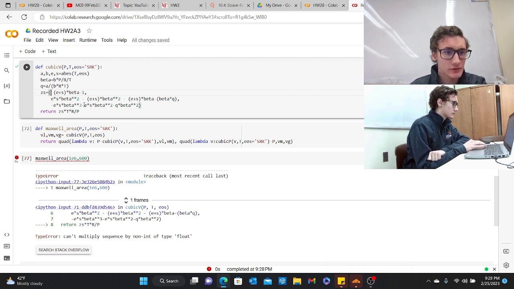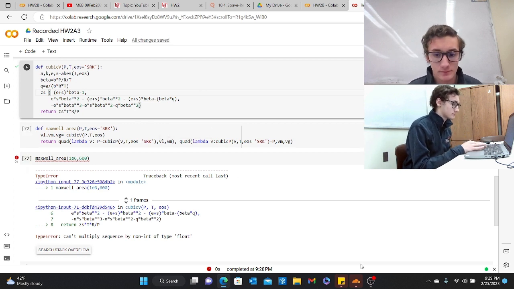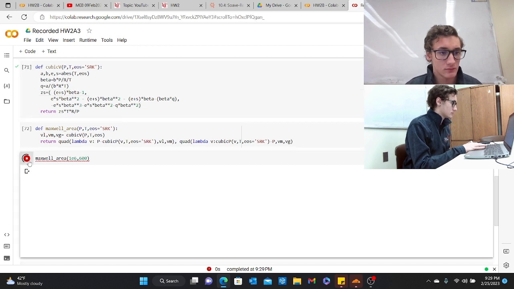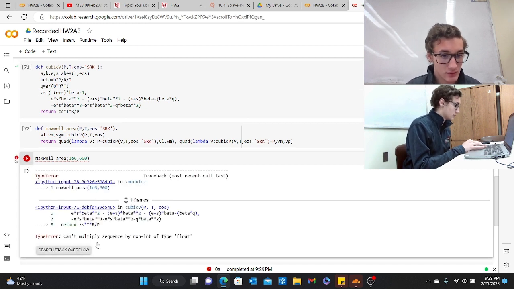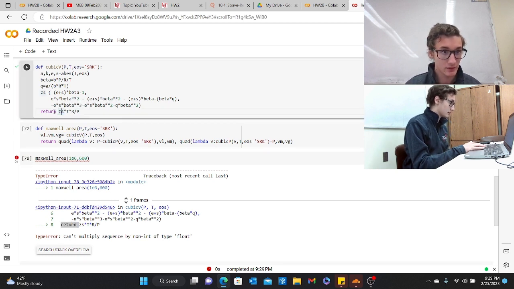Let's look at this. So we have that. So it's all closed correctly. We've got 1, 2, and 3 different values, so that's good. It says can't multiply by non-iterable type of float. So the issue is occurring down here, but I'm willing to bet it's with our ZS term.